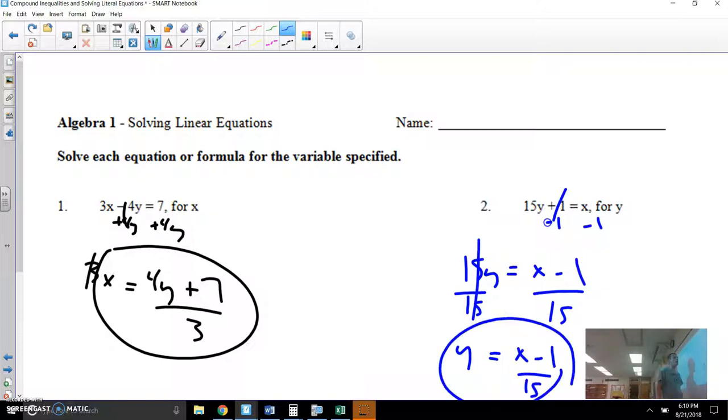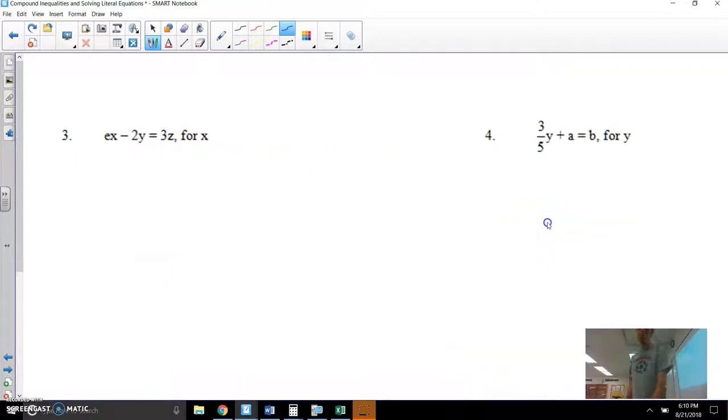You can calculate y if you knew x. You can just subtract 1 from that value and divide it by 15, and that would automatically tell you what y is. So we took it from an x equals to a y equals equation. Okay? Pretty big in science and math to be able to manipulate formulas around like this. So this is really good practice.